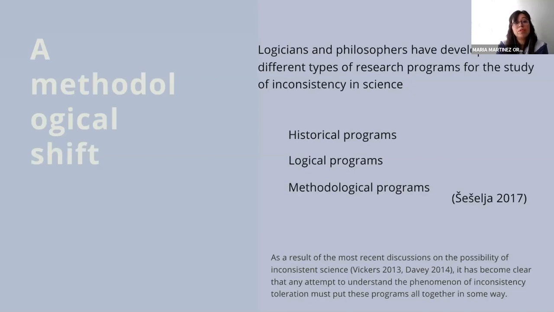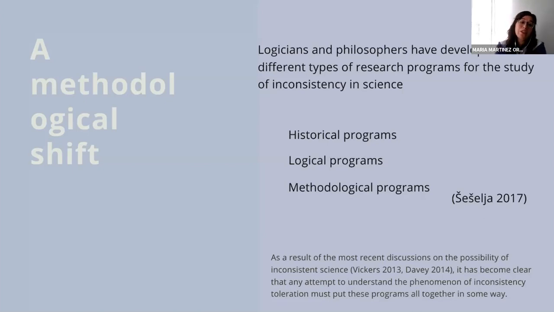Logicians and philosophers have developed three different types of research programs for the study of inconsistency in science. Historical programs consist only in reconstructing the historical episode that seems to have revealed inconsistency toleration. So for the case of, for instance, the early calculus, we go through the historical evidence that we have about Newton working with the calculus: what Newton wrote officially, and which testimonies we can find about what Newton thought about infinitesimal entities and whether he thought they were inconsistent or not. We look at every historical detail and then provide a reconstruction of that. But we shouldn't be doing more philosophical work there. It's just providing the historical landscape. The historical programs are strictly committed to historical accuracy.